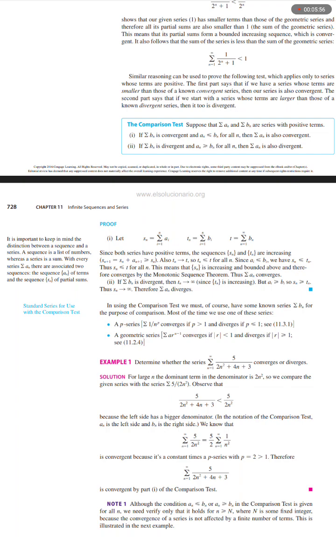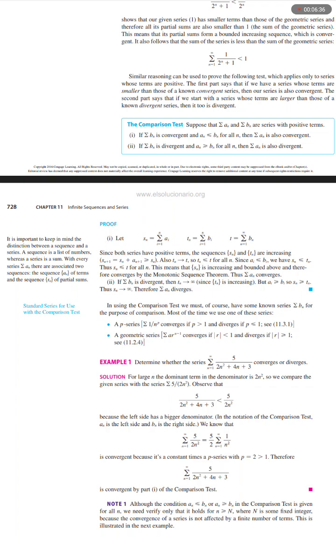Then we have the sidebar: standard series for use with the comparison test. In using the comparison test, we must of course have some known series, the sum of b sub n, for the purpose of comparison. Most of the time we use one of these series. A p-series, the sum of 1 over n to the power p, converges if p is greater than 1 and diverges if p is less than or equal to 1.